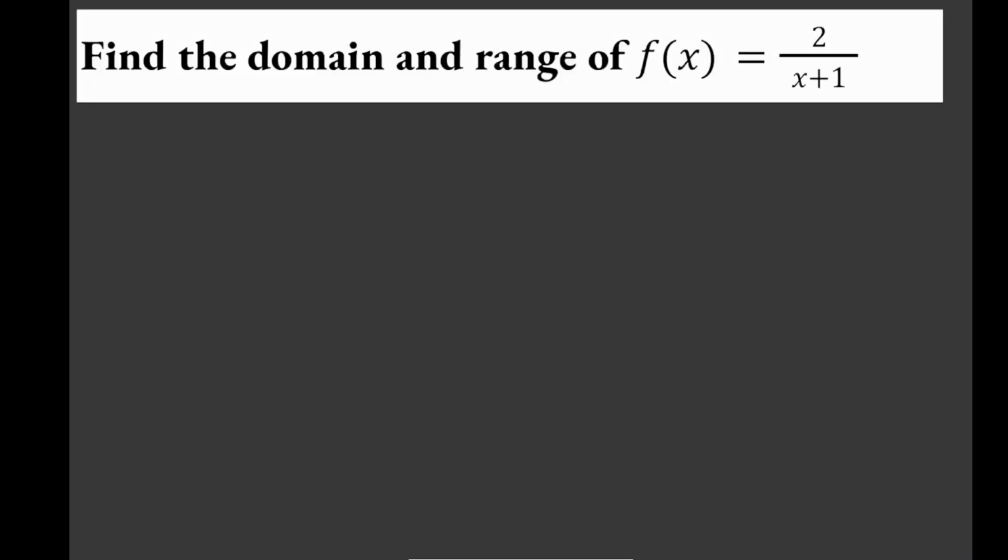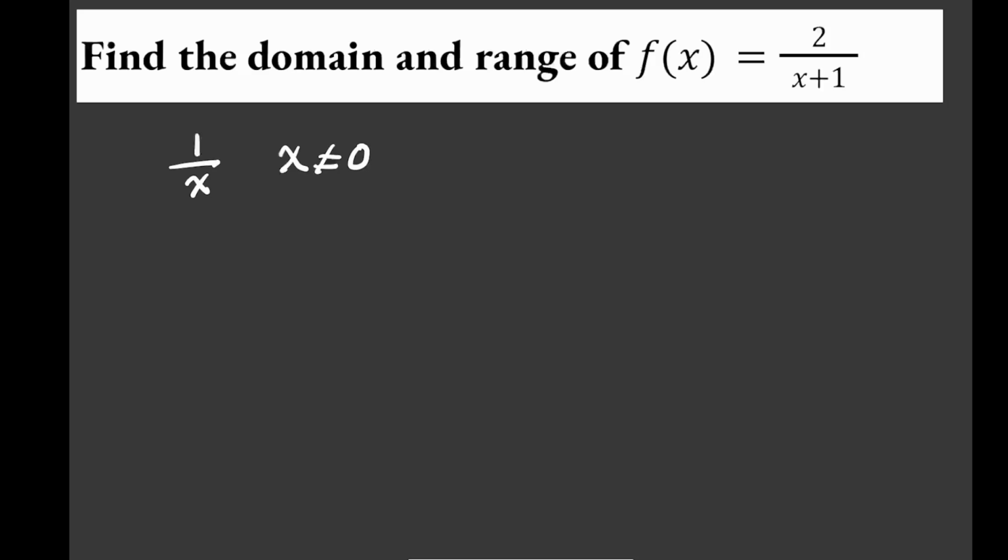So for this function, I'm asked to also find the domain and range. First, let's look at this function. Notice that the shape of this function looks like a rational function, meaning that it looks like a fraction. And I know that for a fraction, if I have 1 over x, my x value cannot be 0. The reason is that a fraction cannot have a 0 in the denominator. And I will be using this fact to find my domain, my input value.